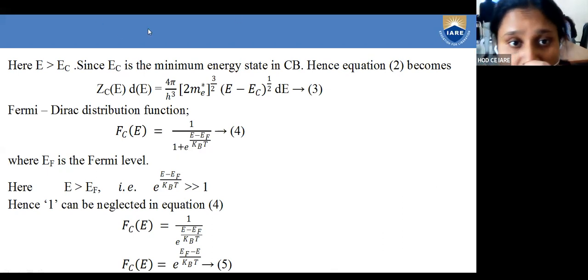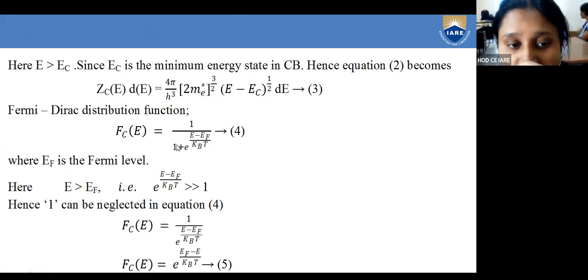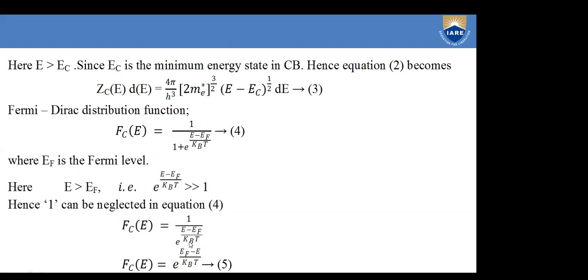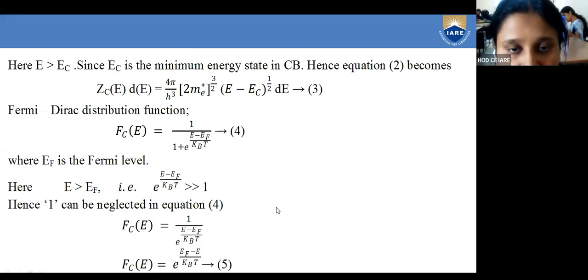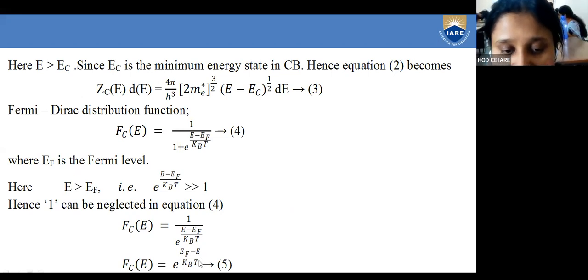So we are neglecting this 1 in the denominator. We are left with just 1 divided by exponential E minus EF by kT. Then we know that 1 by e to the power of a, we can also write as e to the power of minus a. So if we write it, what is the final formula for the Fermi-Dirac distribution function? Exponential EF minus E by kT.